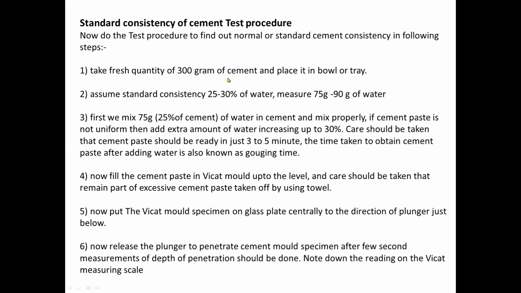Now fill the cement paste in the Vicat mold up to the level, and care should be taken that the remaining excess cement paste is taken off using a towel. Now put the Vicat mold specimen on the glass plate, centrally, just below the plunger. Now release the plunger to penetrate the cement mold specimen after a few seconds. Measurement of the depth of penetration should be done. Note down the reading on the Vicat measuring scale.